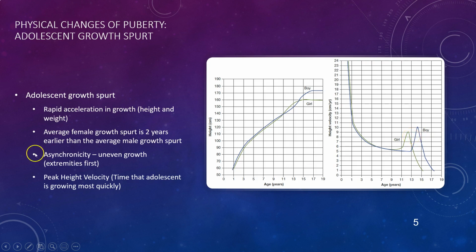In terms of the growth spurt, we see asynchronicity, that's uneven growth. We see the extremities growing first before the trunk of the body. And peak height velocity, you can see right here, that's the time in which adolescents are growing most quickly.